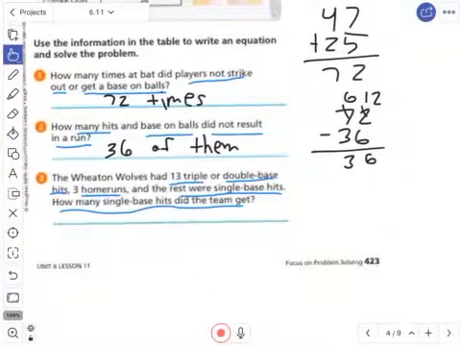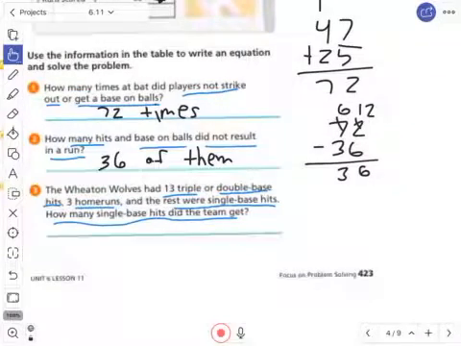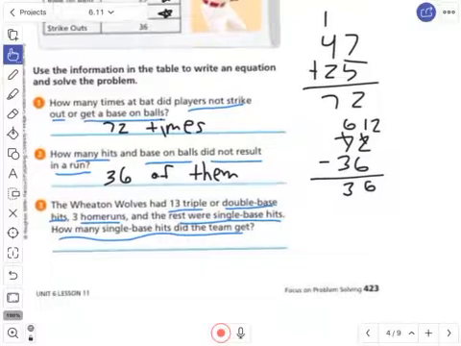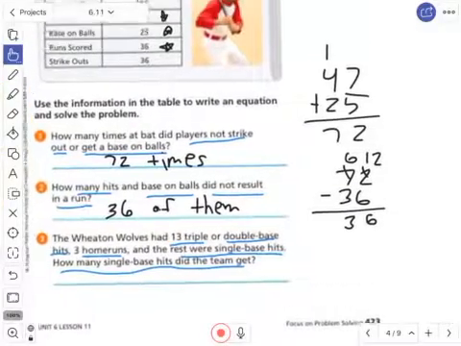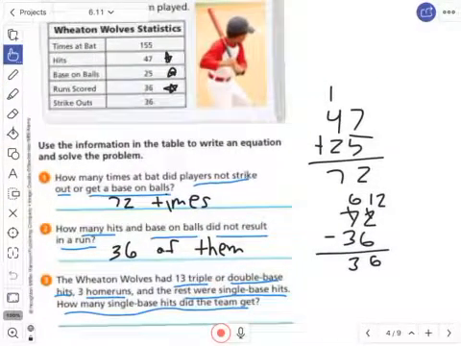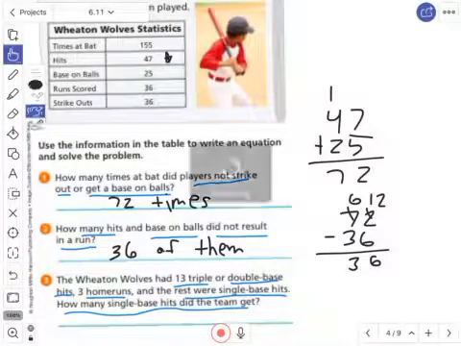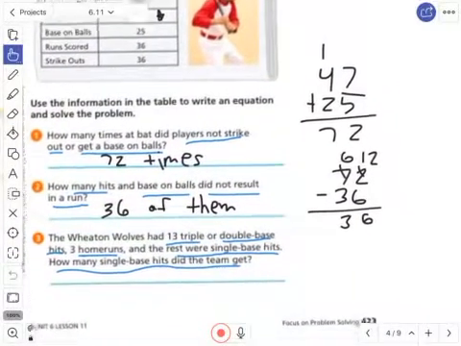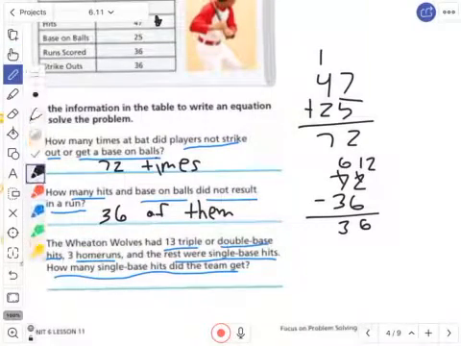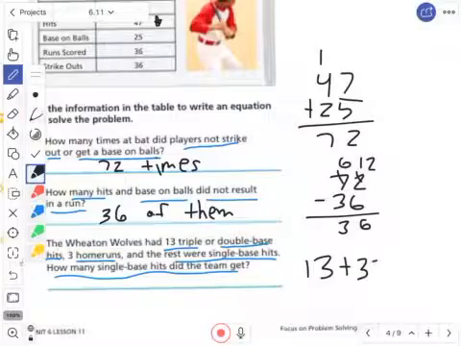Then the Wheaton Wolves had 13 triple or double base hits, 3 home runs, and the rest were single base hits. How many single base hits did the team get? So that just goes back to this number up top here. How many hits did they get? They had 47 hits total, but 13 were triple or doubles and 3 were home runs. So I'm going to add those two together.